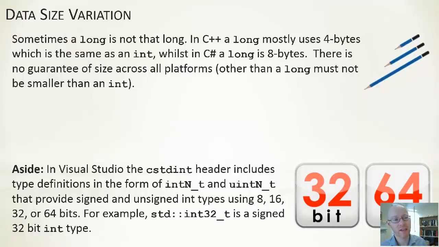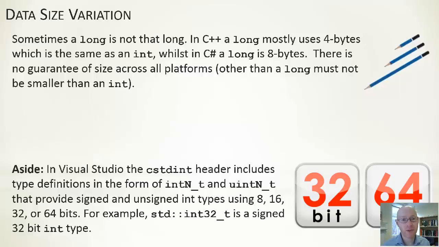So we mentioned here that a long's not that long. An int and a long are both mostly 32 bits, 4 bytes in size on most platforms at the minute. In C# and Java, a long is a 64-bit, 8-byte value. And this is the thing about C++, there's no guarantee of what size it is. That's where your C limits file comes in.